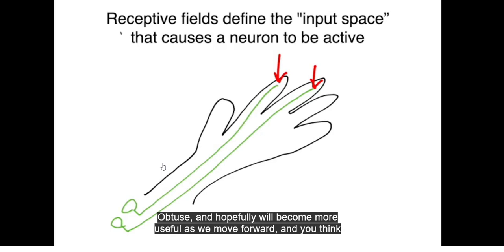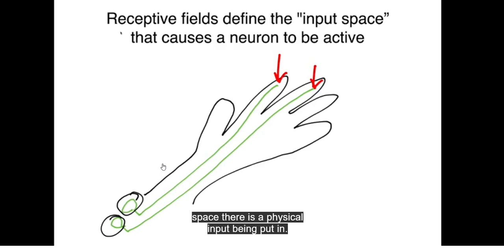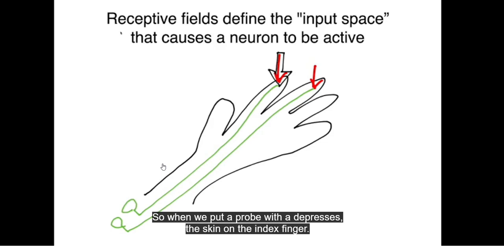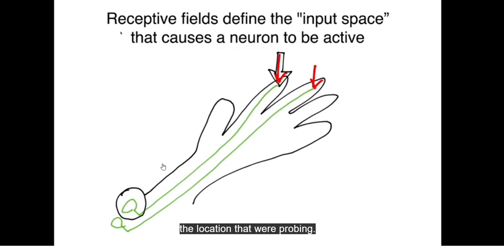Well, in that sort of framing, which I know is a bit obtuse, and hopefully will become more useful as we move forward, you think about the concept of receptive fields, not just as it relates to your fingers or the retina, but to higher order concepts as well. If you think about the skin as being the input space, the difference between whether this neuron is active or this neuron is active is based on where on this input space there is a physical input being put in. So when we put a probe that depresses the skin on the index finger, that location in this sensory input space has been mapped to this specific neuron because the axon of that neuron runs specifically to the location that we're probing.